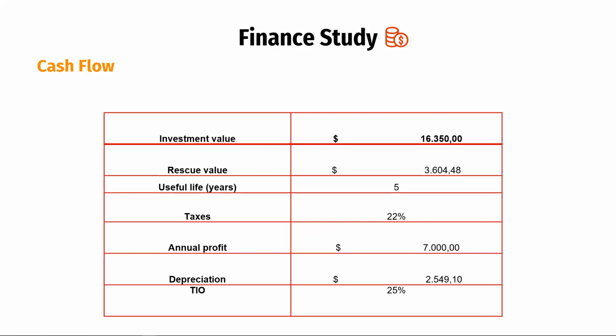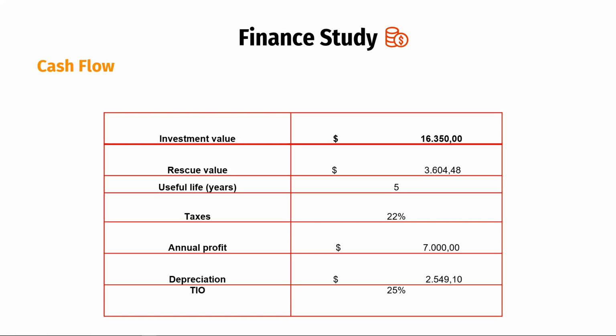We have a total investment of $16,350, a value obtained by adding the CAPEX and the OPEX. Using the formula, we obtain a rescue value of $3,604. The useful life expected of the AGV is 5 years. For the taxes, we found that all Ecuadorian companies must pay 22% tax on their worldwide income.